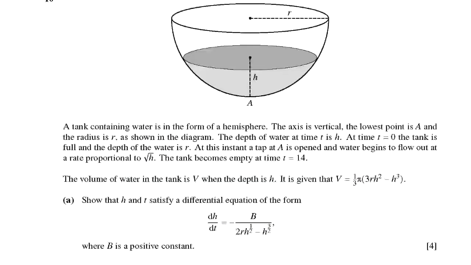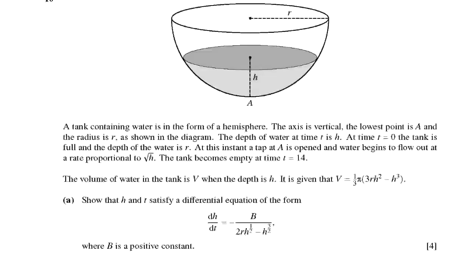Question 10. We have a nice diagram of half of a sphere, or a hemisphere. It's a tank containing water in the form of a hemisphere. The axis is vertical, the lowest point is A, and the radius is R, as shown in the diagram. The depth of the water at time t is h. I have that in there as well. At time t equals 0, the tank is full, and the depth of the water is R. So, of course, it's the radius from the center to the bottom at A.